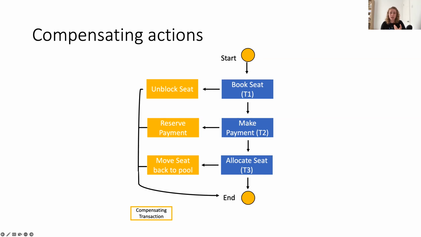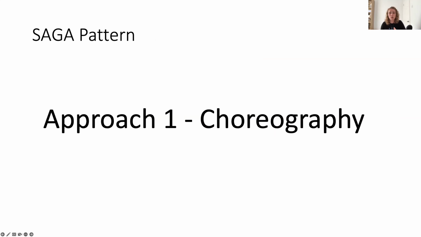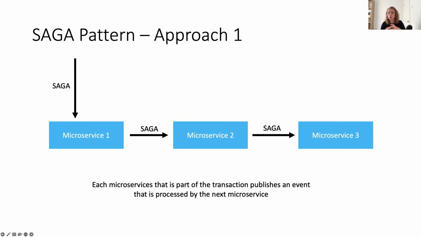Now, the example I gave was more aligned with something like a choreography approach. So this is the first approach you could potentially take a look at or use. And this is where there is no central orchestrator. Each service that's participating in the Saga basically performs its transaction and then publishes an event.